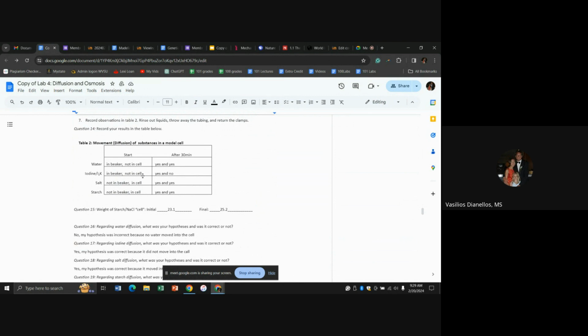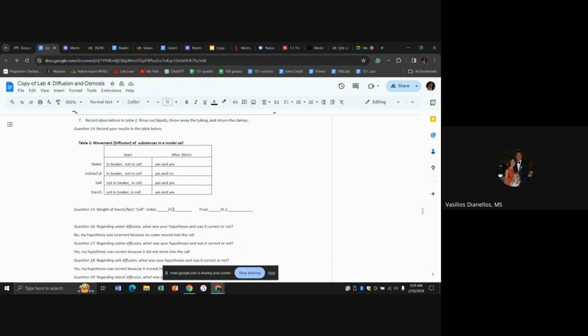Anyway, iodine in beaker, not in cell, yes and no. So you're saying that the iodine stayed out of the cell. Salt not in the beaker, but it is in the cell, yes and yes. So you're saying that the salt diffused out into the beaker. Starch not in the beaker, but in the cell to start with, and then yes and yes. So you're saying that the starch diffused out. So there we go. And let's look at the weight here.